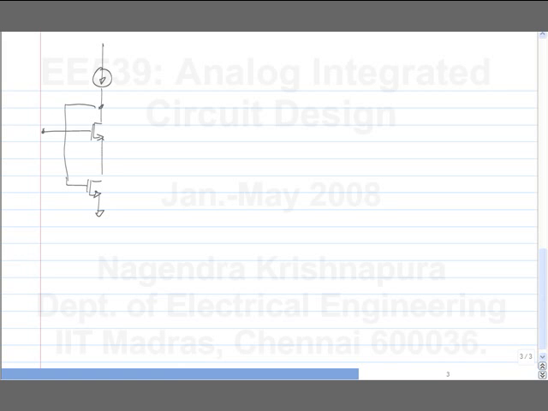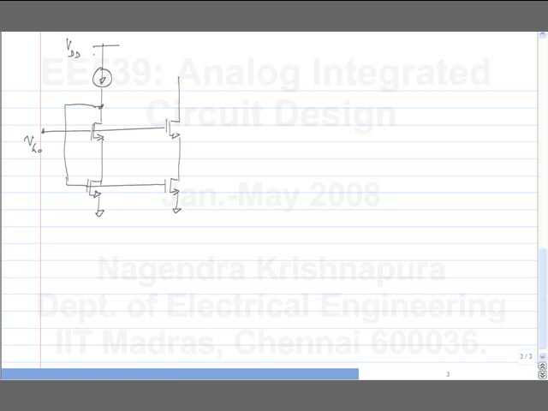Now, I replicate its current in another transistor. This is the circuit we had yesterday. It is the current mirror. It is a current mirror with higher accuracy and higher output resistance. So, can we make this into a common gate amplifier?